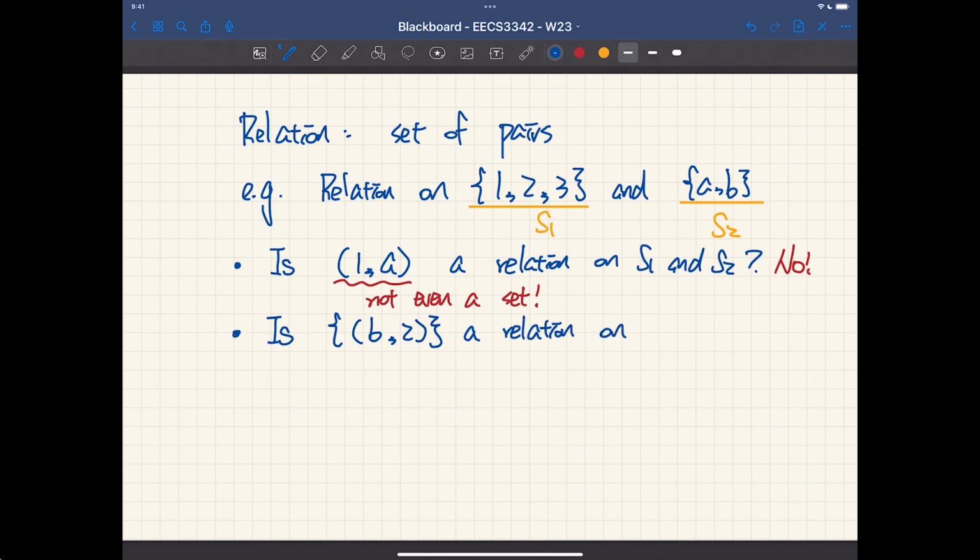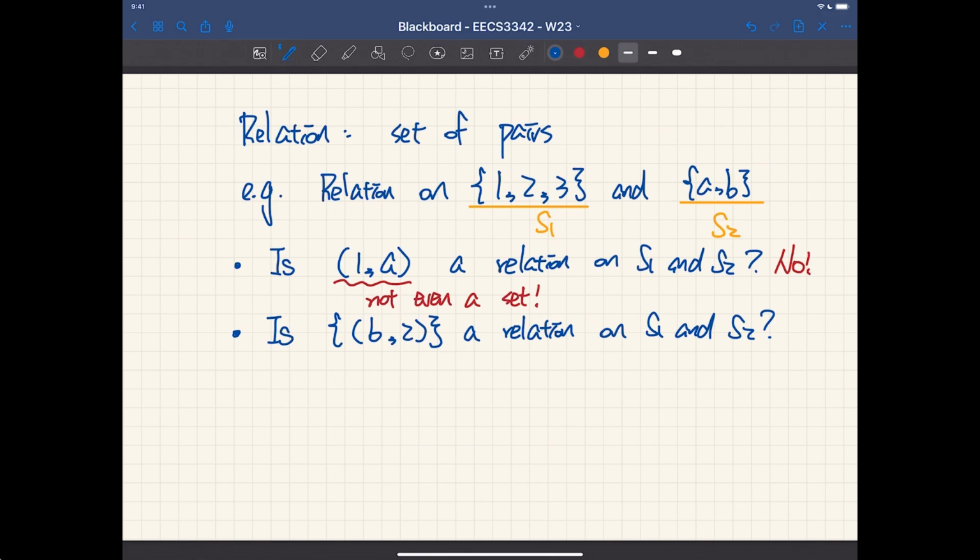A relation on S1 and S2. Is this a relation on those 2 sets? Again, I meant every character I wrote. Monica? I think the elements in the first set could come first. Ah, yes. Remember, a relation is a set of pairs. A pair is where the order of the elements matters.